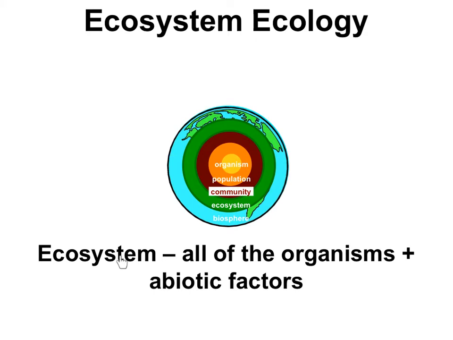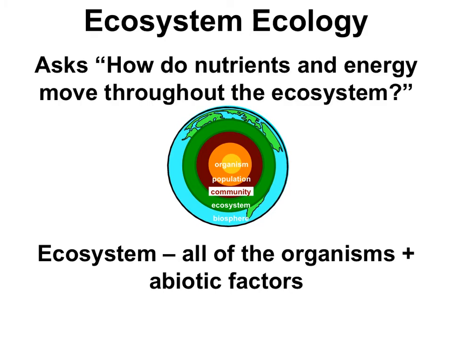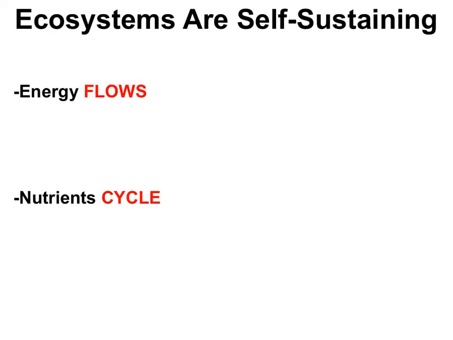An ecosystem is all of the organisms plus the abiotic or non-living factors in an area. 2 huge abiotic factors that ecosystem ecologists study are energy and nutrients. So, big questions for us to consider in ecosystem ecology include how do nutrients and energy move throughout the ecosystem? A big thing to remember here is that energy flows and nutrients cycle.